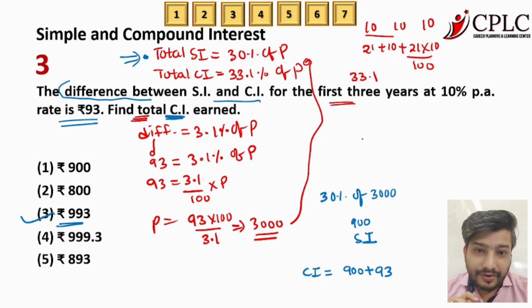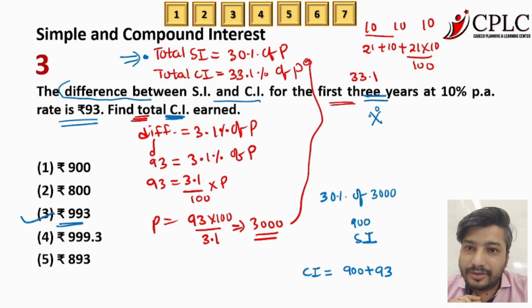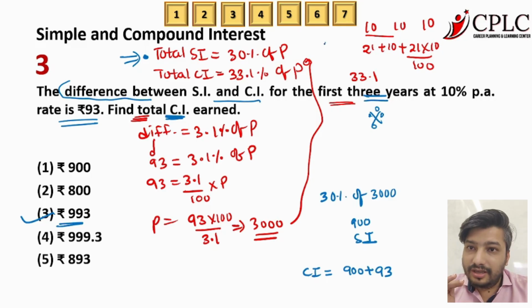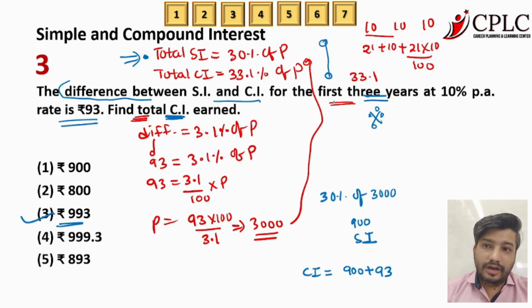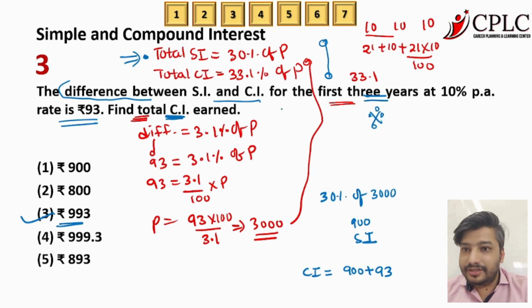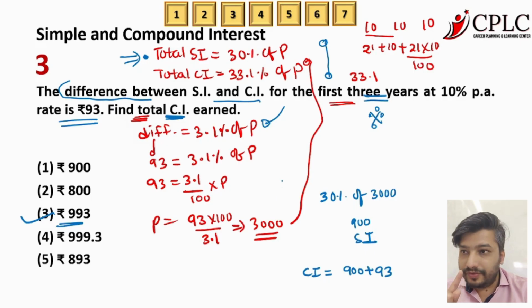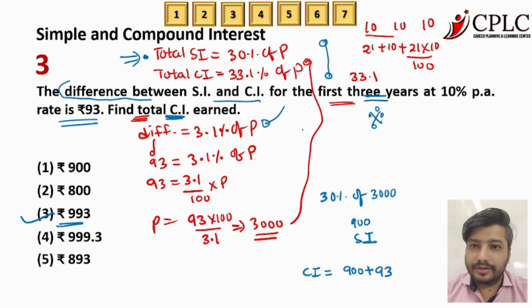The formulae for difference that we have done are only and only valid for the first 2 years. That is the biggest disclaimer. So here it is first 3 years, so no formula is applicable. So more than 2 years, no formula. You'll have to manually first of all figure out the rate of interest and then take the difference and then move on for the further calculation. So very, very important this idea. Do remember so that you don't make the same mistake. So that is about question number 3.